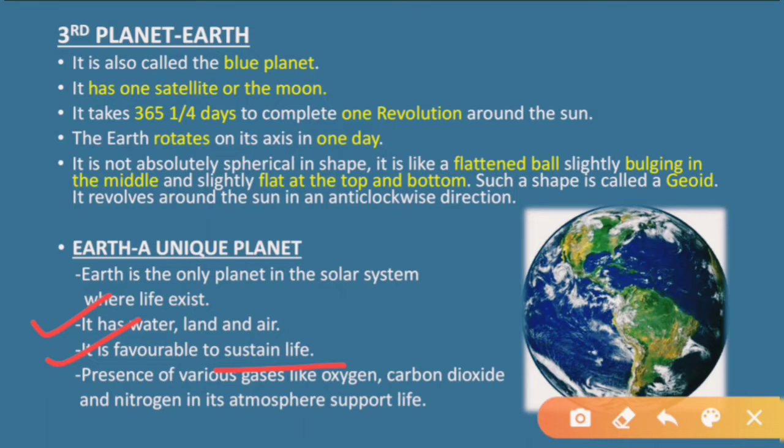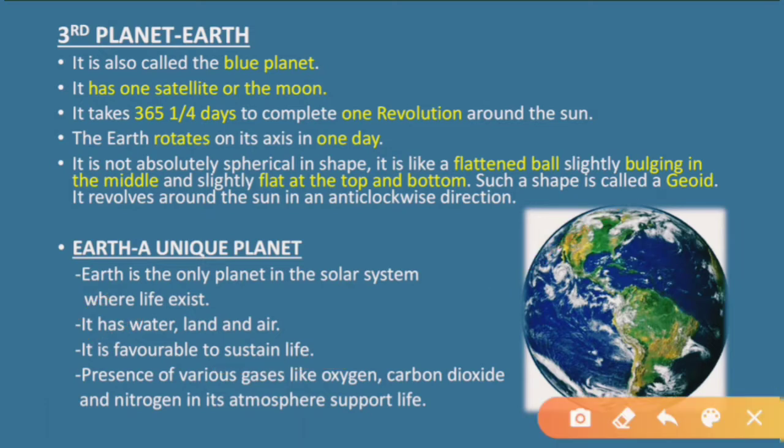With the help of all these elements, life or people can survive there. Because the planet is not too hot or too cold. It balances, it is not extremely hot or extremely cold. There is a balance. So that is why it is easy to survive on the planet Earth.